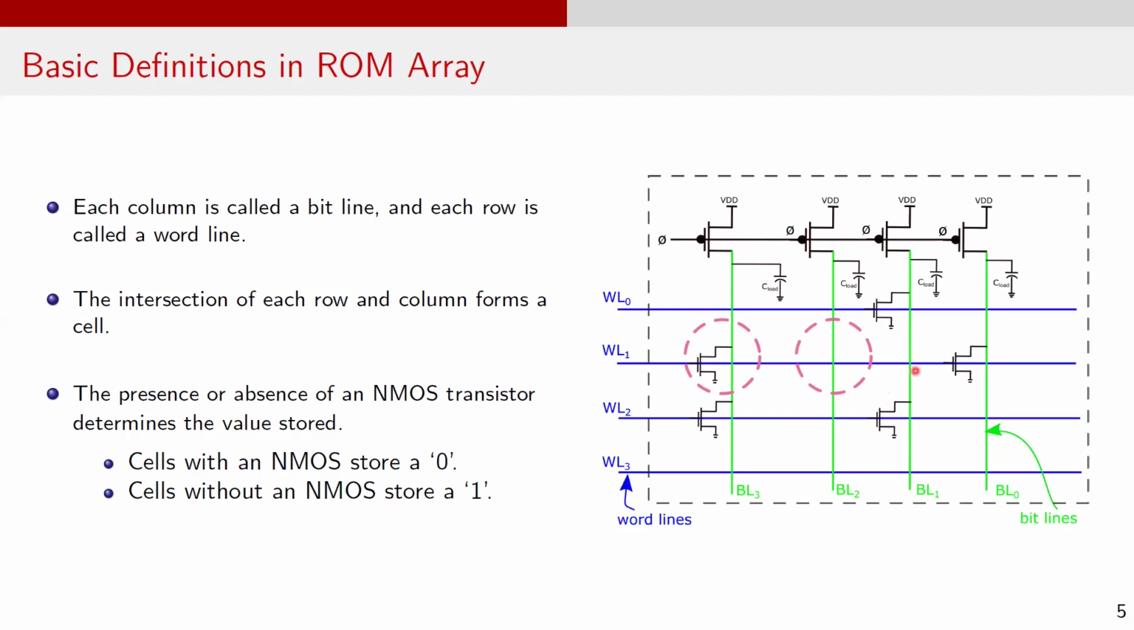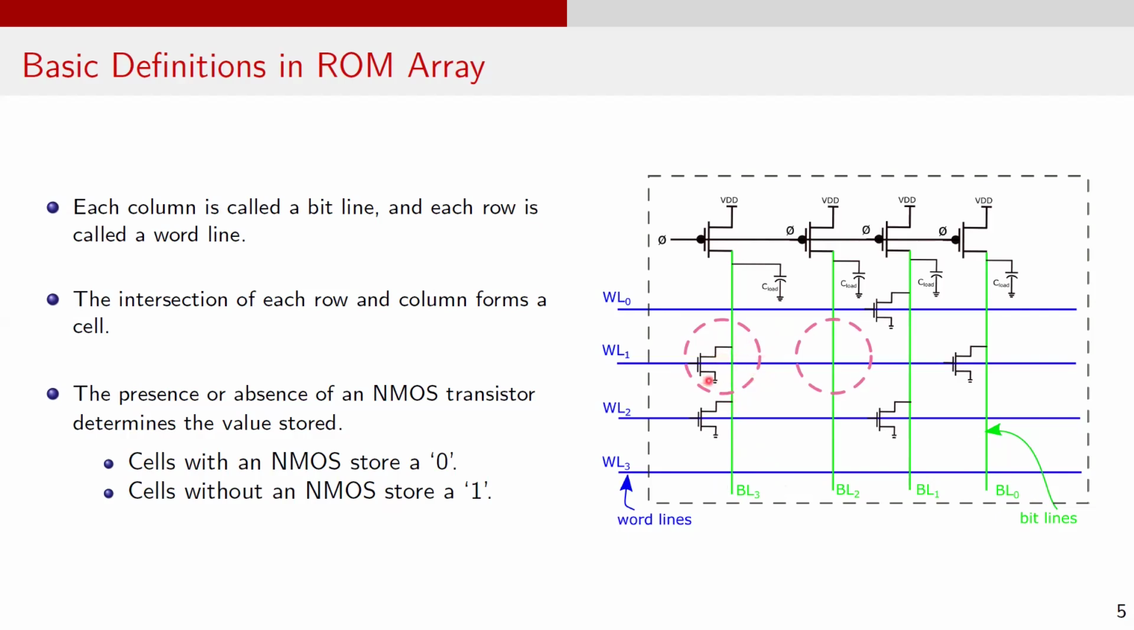A ROM array consists of columns and rows. Each column is called a bit line and each row is called a word line. For example, in the ROM array shown here, there are 4 word lines, WL0 to WL3, and 4 bit lines, BL0 to BL3. Since this ROM has 4 word lines and 4 bit lines, this can store a total of 16 bits of data. Now let's talk about the cells in the ROM array.